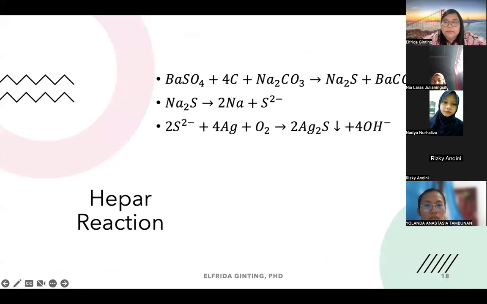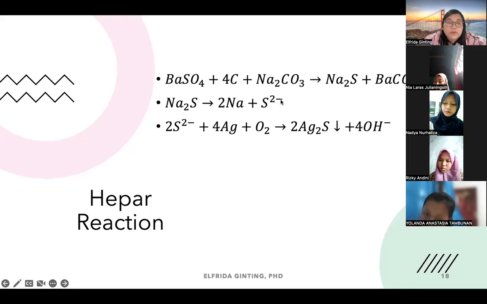Now, so this is the reaction. Barium sulfate, you add with carbon and sodium carbonate. You have sodium sulfide, you also have barium carbonate, and it will release carbon monoxide gas. And sodium sulfide can become 2 sodium plus sulfide anion. The sulfide anion, you react it with the silver, remember the silver foil, and it will form silver sulfide. The silver sulfide will be the black stain color, and it will also have 4 hydroxide anion. So this is the reaction step of the hepar reaction.